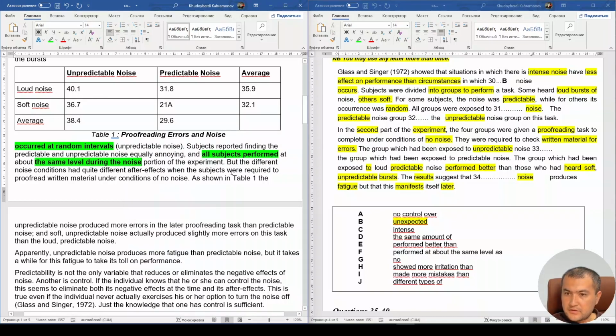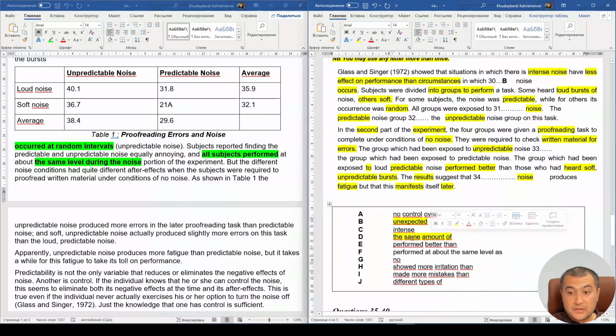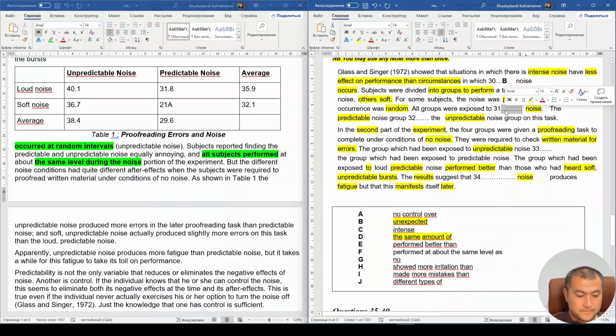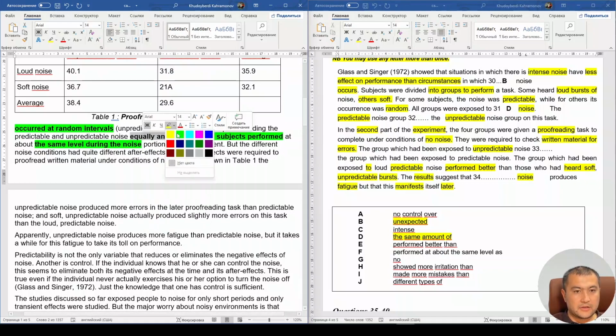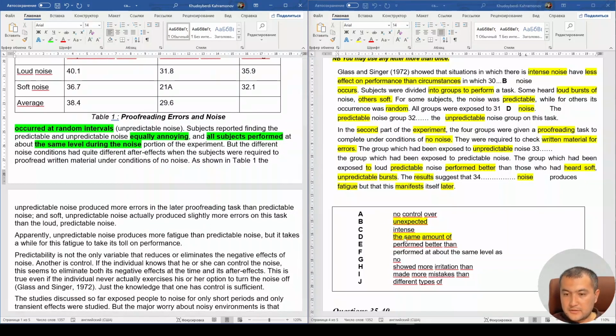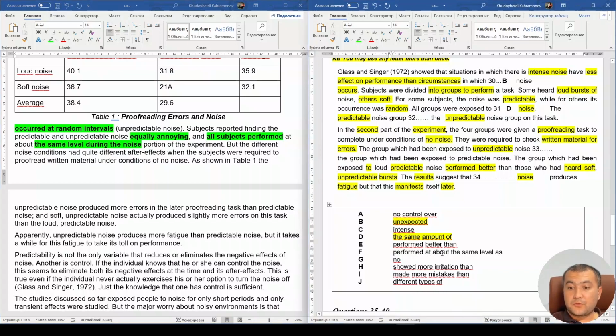noise. All right, so let's pay attention. Do we have such same amount, same level, right? We have, so it's given like the same amount of something here. The predictable noise group, the unpredictable noise group in this task, right? So the predictable and unpredictable noise are equally annoying. They are just the same level, right? Do we have such a synonym? Intense, performed better, about the same level as. Yeah, performed at about the same level as. Same level. We have such a word here.